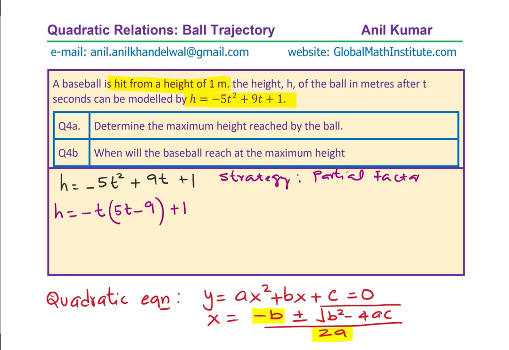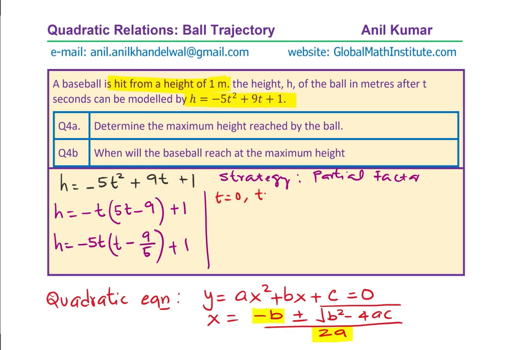Okay. So you could also write this like this. You could take 5 common also, right? So if I take minus 5t common, I actually get t minus 9 over 5 plus 1. Does it make sense? Anyway, so we did partial factoring. So we took minus 5t. It's up to you.